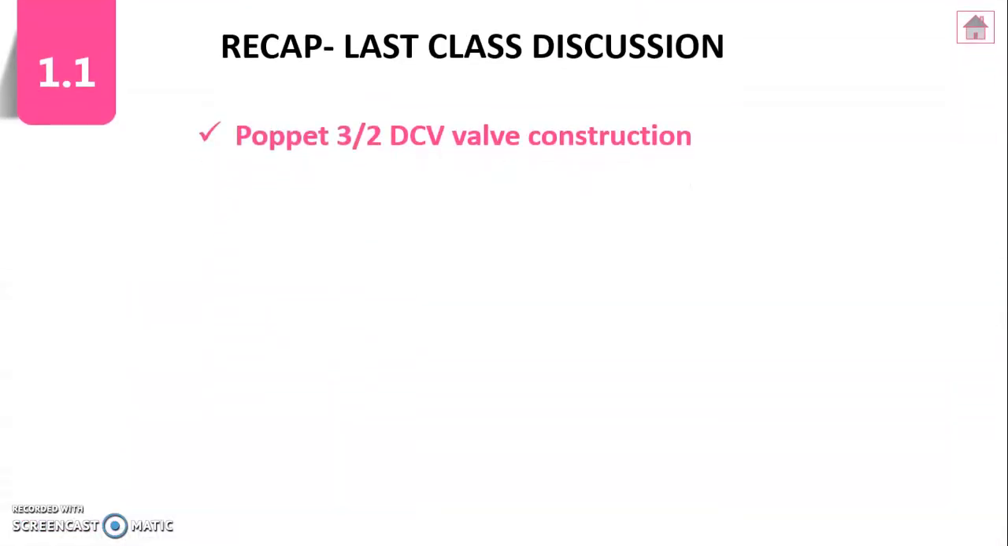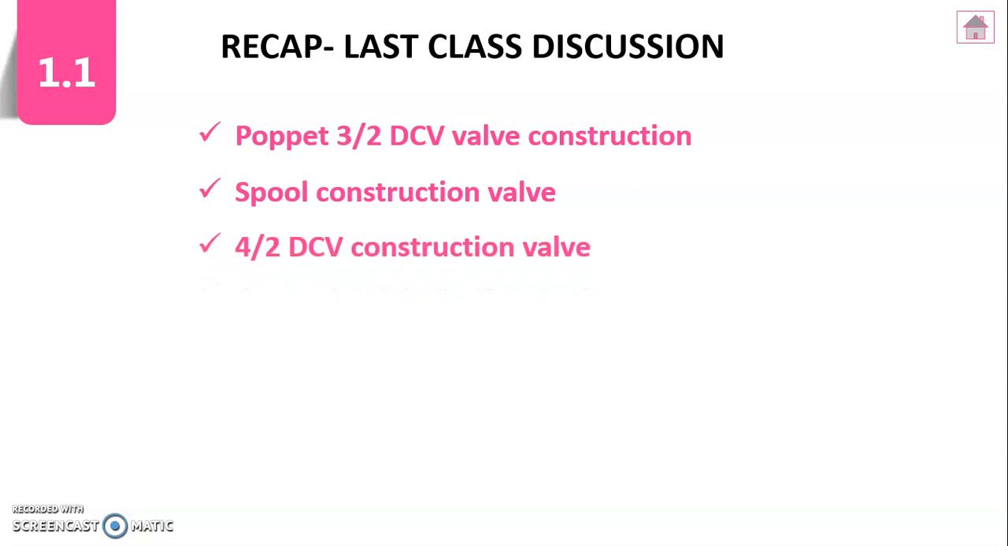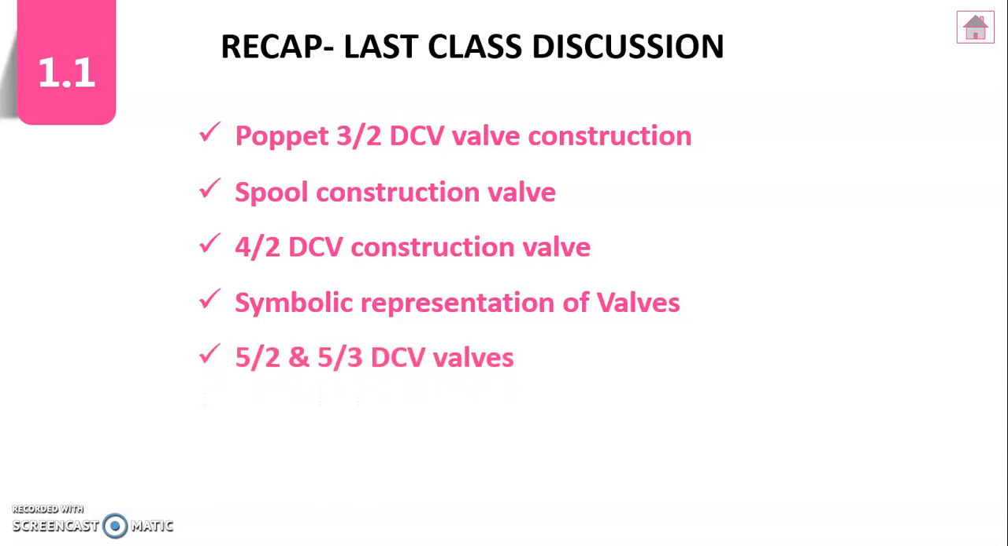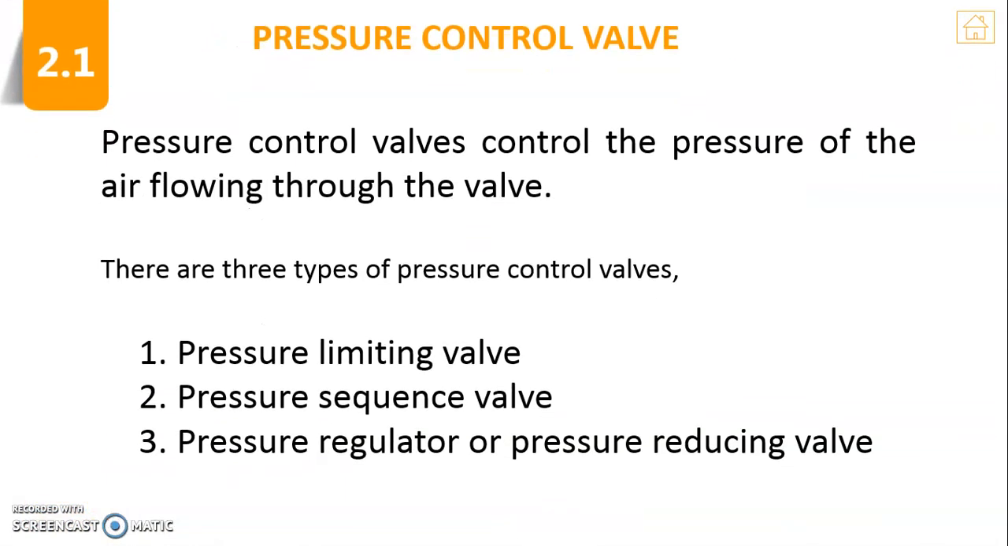In the last videos we discussed poppet valves and how the 3x2 poppet-constructed DCV valves work. We discussed spool construction valves, the spool type 4x2 DCV, and the 5x2 and 5x3 DCV valves. We discussed all the symbolic representations of valves, and with the help of symbolic representation we can design a simulation, either using a generic simulation, FluidSim, or Automation Studio. Then we covered the selection of DCV valves using FluidSim in the last class. Now let's go to today's topic.